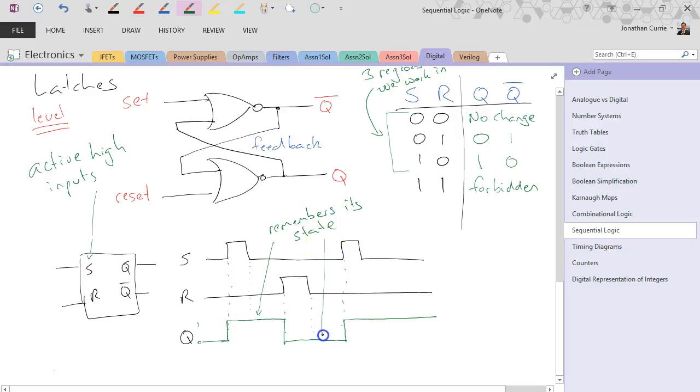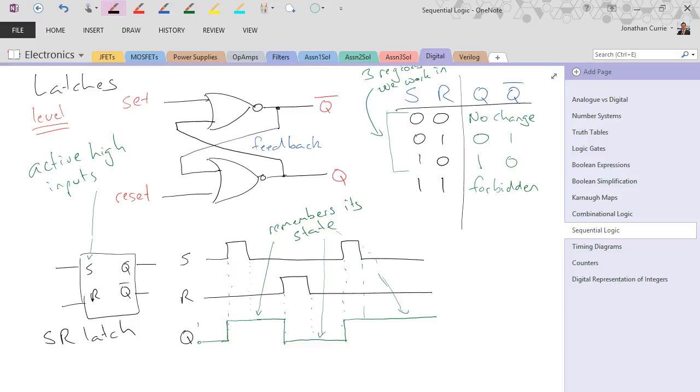So in all of these situations, we can see that this device has memory. It's actually known as an SR latch, obviously because it has set and reset inputs, set being equal to 1, reset being equal to 0. And it's a good idea for you guys to practice these sorts of timing diagrams. Draw them amongst each other and test each other on how they work.